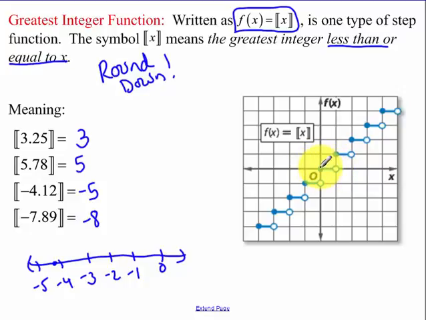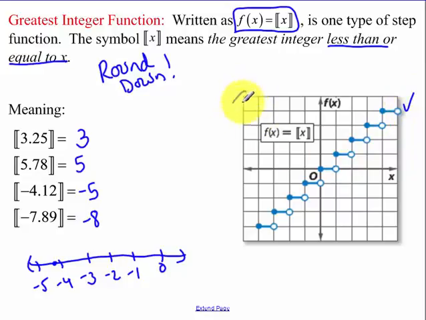So when you look at that, I have a closed hole at 0 because it's the greatest integer less than or equal to 0. So anything from 0 to 1, but not including 1, is going to round down to 0. So that's why it's a little bar. And then I jump up at 1 because 1 is less than or equal to 1. 1.7 would round down to 1. Okay, so this is what the graph looks like.